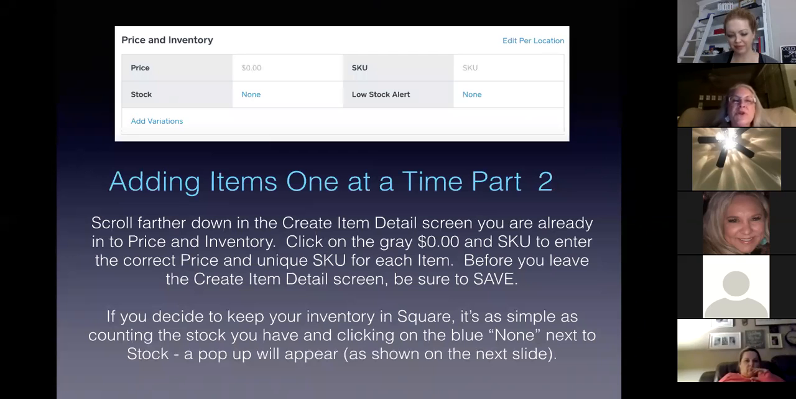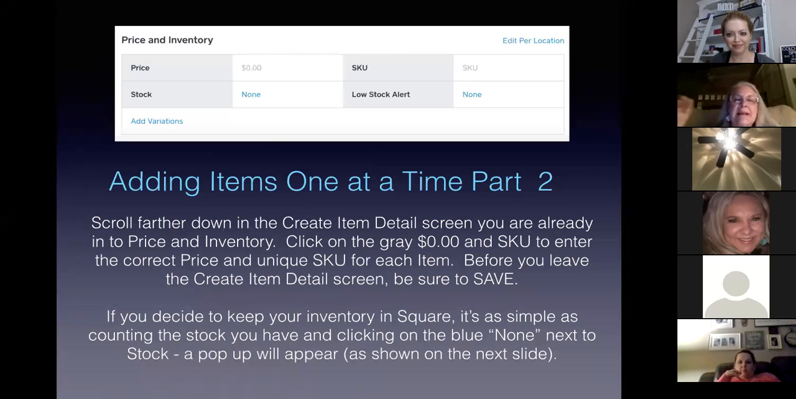So you can also add items. This is just part 2 of that. Scroll down further in Square. That'll be on that same item detail screen. And you'll see where it's going to have you ask for price and inventory. Price is already there. That will have come over in your import. SKU is already there. That will have come over in your import. Before you leave that screen, once you have added the picture, be sure to hit save.